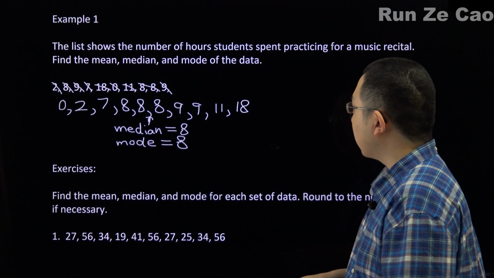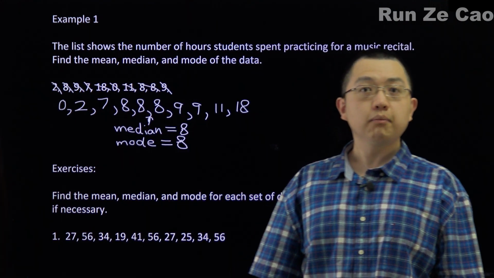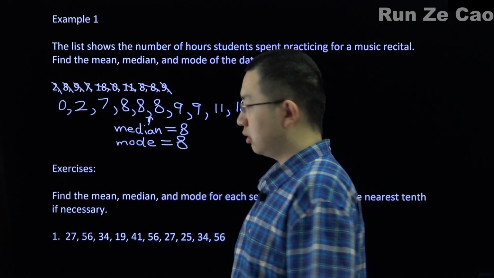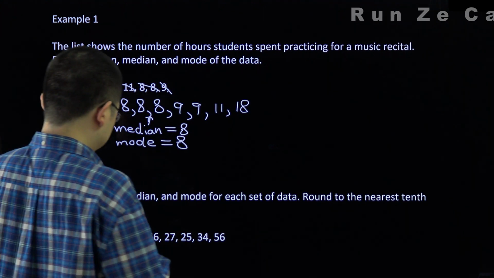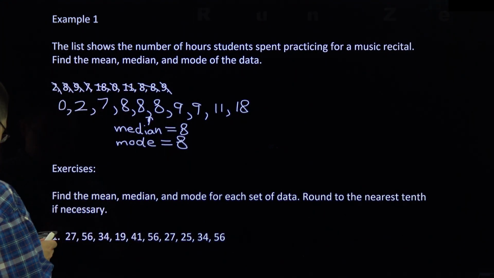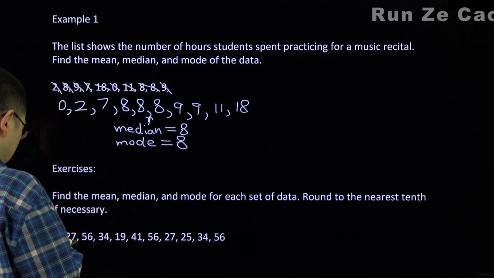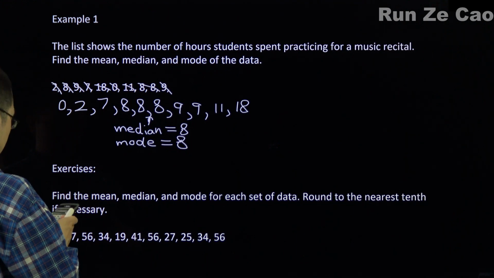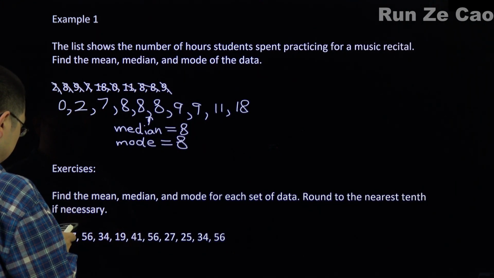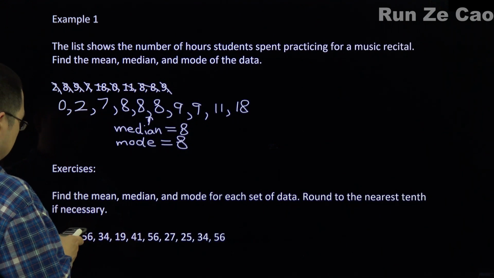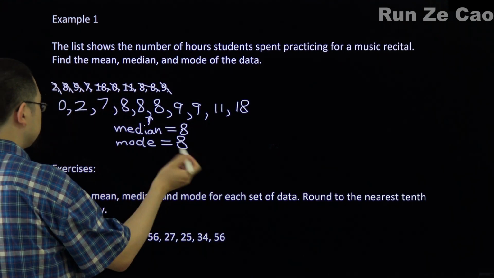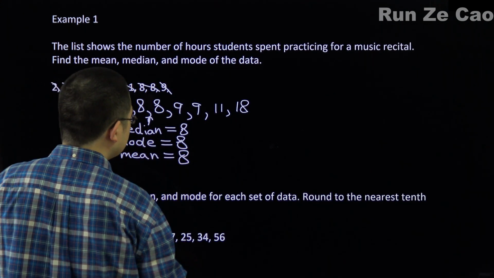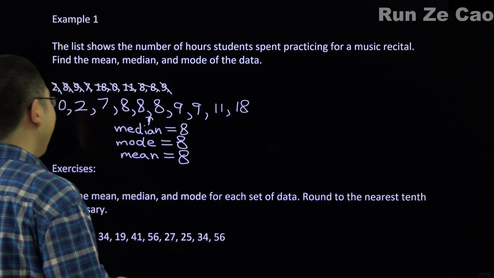If you have, say, 3 8s and 3 9s, your mode would be 8 and 9. You would have 2 modes. You can have multiple modes, but you can only have one mean and one median. So 0 plus 2 plus 7 plus 24 plus 18 plus 11 plus 18, 80 divided by 10 is equal to 8. Interesting. The mean also happens to be 8.